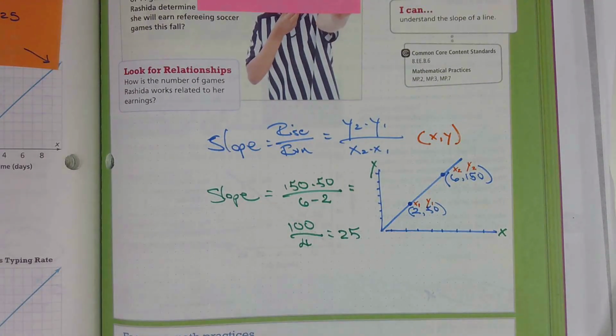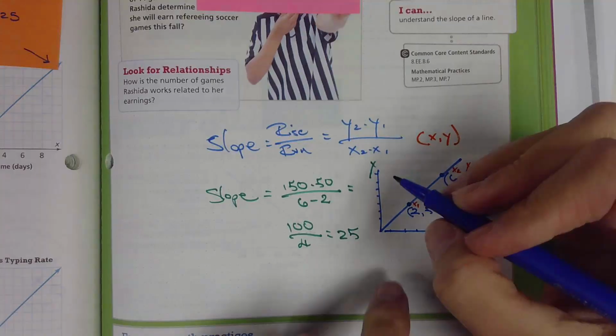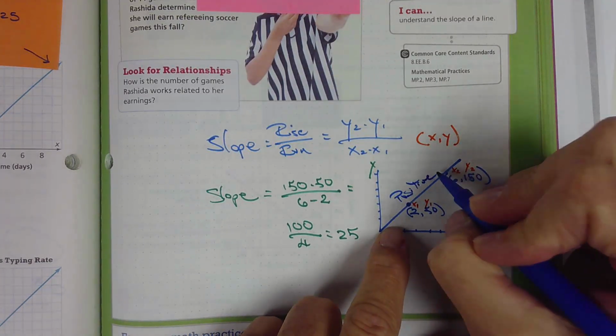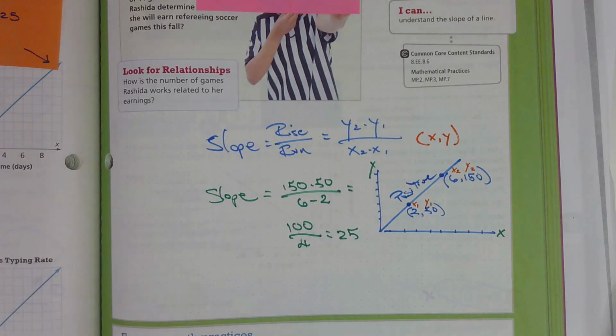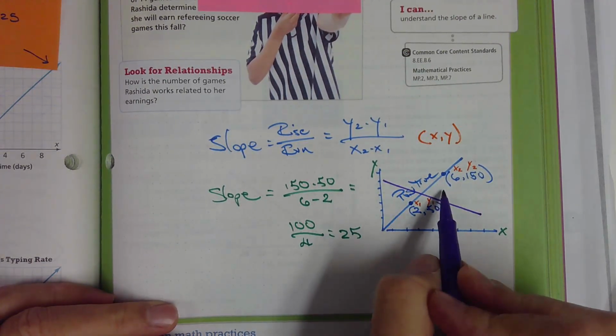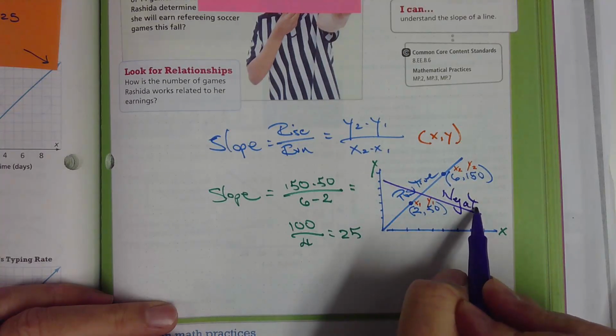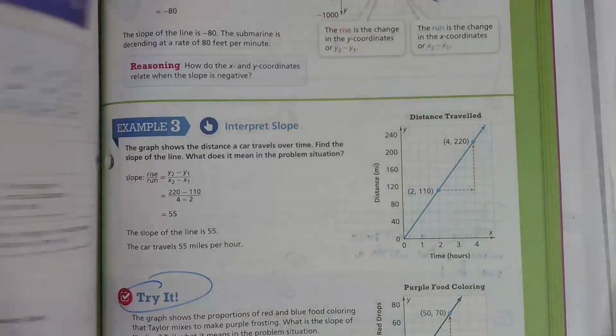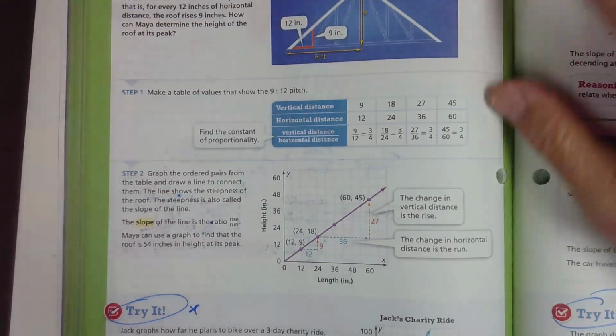And also I want to point out to you, and I mentioned this the other day, that whenever you have a line on a graph and it goes up from left to right, it is a positive slope. If you ever have a graph and the line goes down from left to right, let's say it goes like that, that would be a negative slope. Okay? So let's look at some of these examples here they give us.